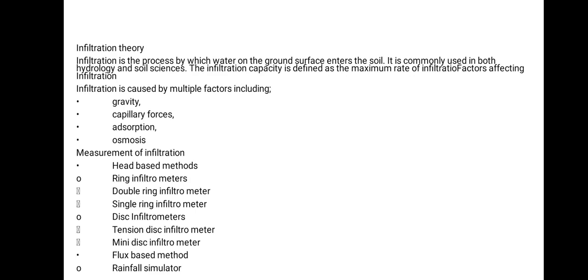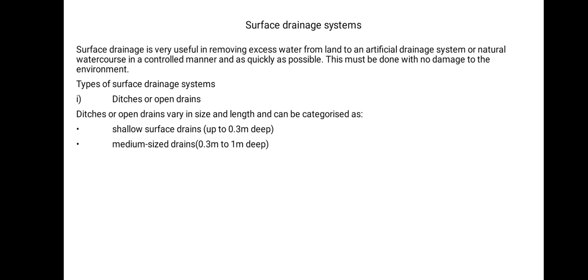Then infiltration theory. Infiltration is the process by which water enters into the soil. It is commonly used in both hydrological and soil sciences. The infiltration capacity is defined as the maximum rate of infiltration. Infiltration is caused by gravity, capillary forces, absorption, and osmosis. The measurement of infiltration includes head-based methods, ring infiltrometer method, double ring infiltrometer, single ring disc infiltrometer, tension disc infiltrometer, mini disc infiltrometer, flux-based method, and rainfall simulator. These are methods to measure the infiltration rate.